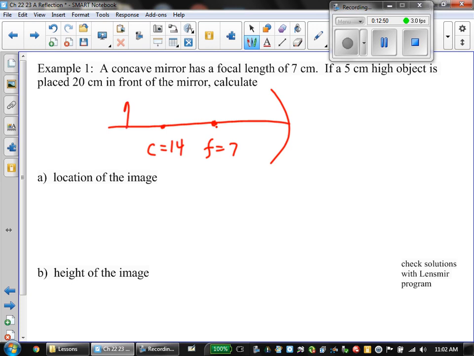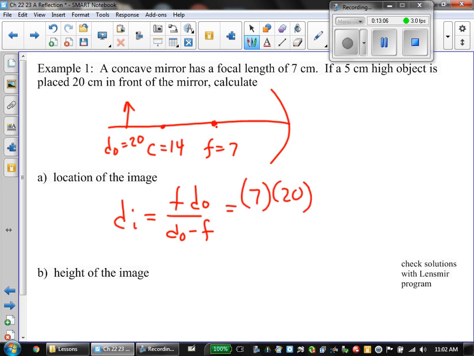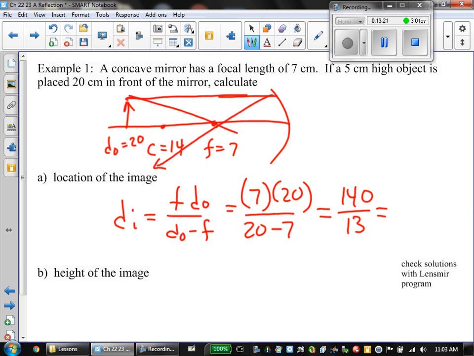Now it's simply saying, I'm looking for the location of the image. I'm looking for d_i, so d_i must equal f d_o over d_o minus f. So I'm going to plug in numbers: 7 times 20, and then d_o minus f will be 20 minus 7, so I'll get 140 all over 13, and that's going to be a little bit more than 10. If you look at the picture, you could sketch this out and actually do this, but in parallel down through F, out parallel, this image will form somewhere there, and the number you get should jive with the picture you get, so it should make sense.